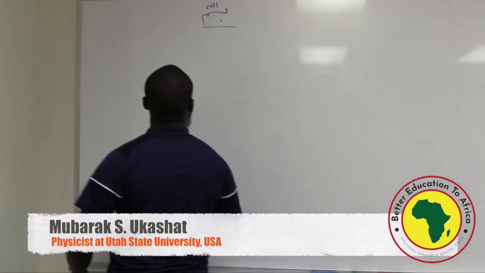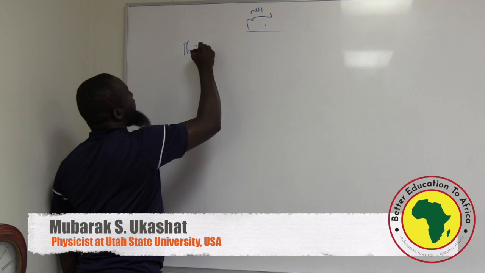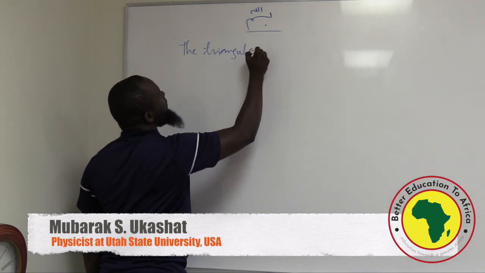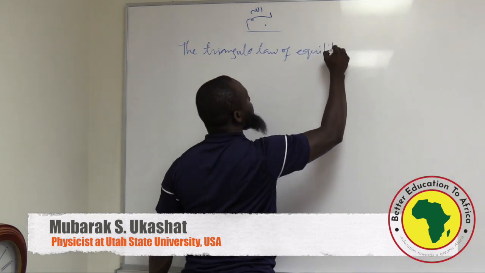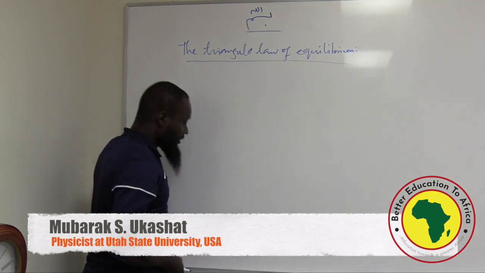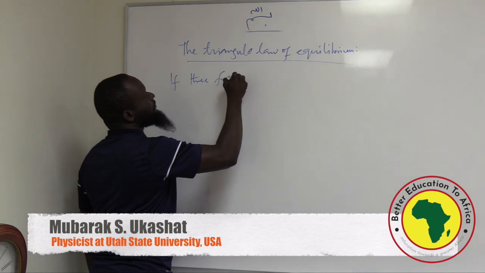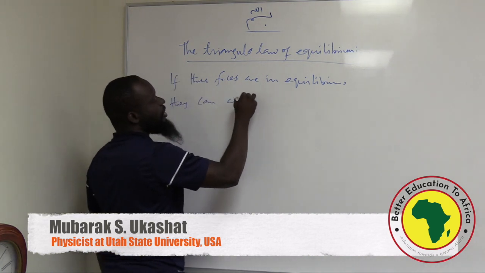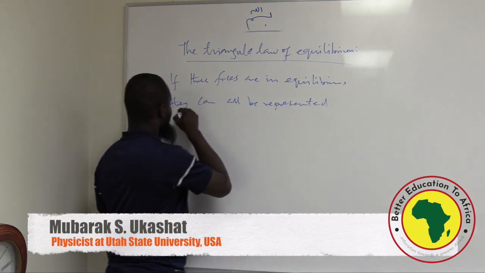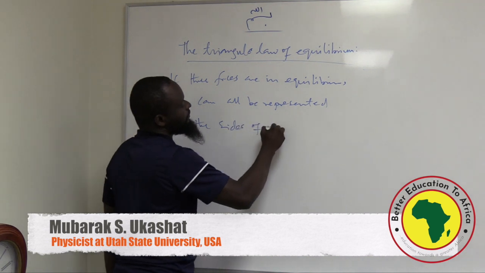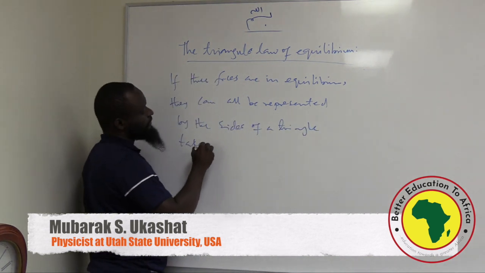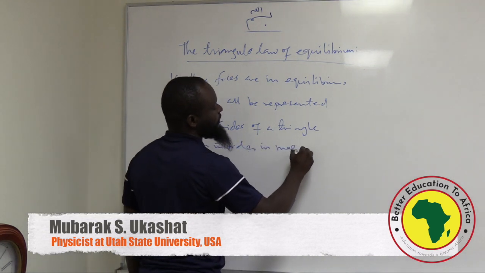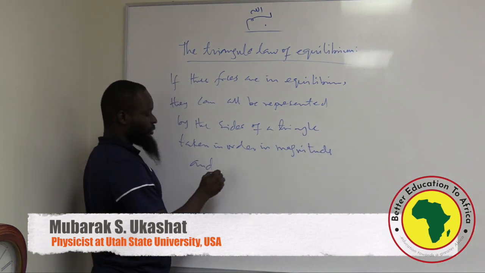That's the first thing we're going to define. And even before I define the moment and equilibrium under the action of coplanar forces, let me explain two things to you briefly. There is something called the triangle law of equilibrium. The triangle law of equilibrium states that if three forces are in equilibrium, they can all be represented by the sides of a triangle taken in order, in magnitude and direction. This is a very simple way of solving three-force problems.